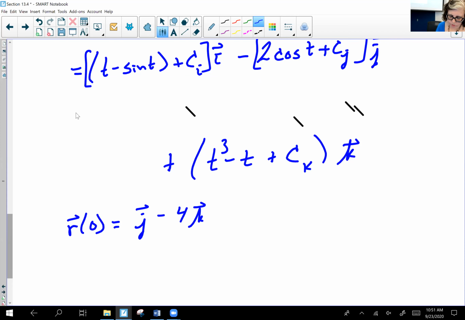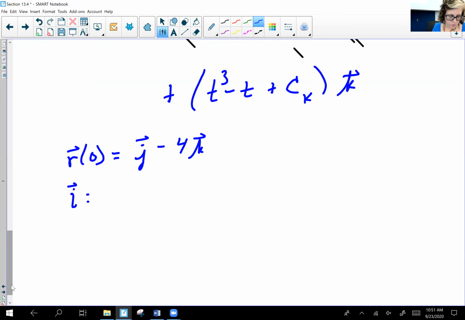All right, so let's start with the I component. Is the I component in the information we are given? Okay, it is indirectly because it's 0, since it's not there. That's one of the things you need to look for: is it 0 because it's not there? So we're going to end up with 0 minus sine of 0, which is 0, plus c sub i equals 0. So c sub i equals 0.